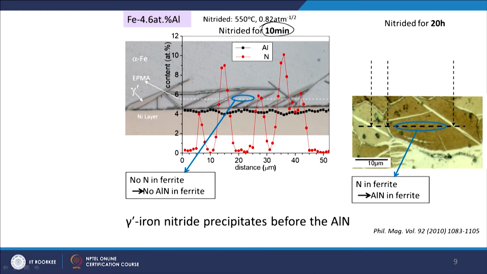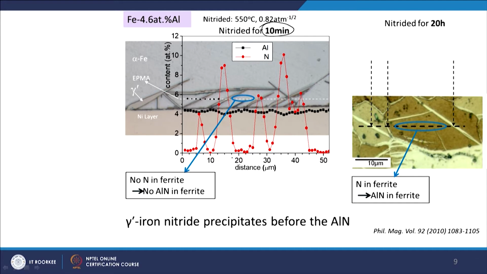Now one can look at the ferrite matrix in between these iron nitride needles and want to see whether aluminum nitride has developed in this region or not. For that, along the white dashed line that you see here, one can make electron probe micro analysis measurements. That means at every point, like these points, you are trying to find out the composition of the material, and that has been plotted here, showing the amount of aluminum and nitrogen.